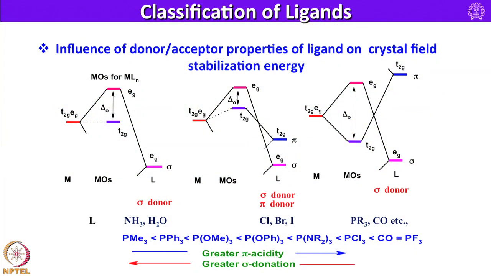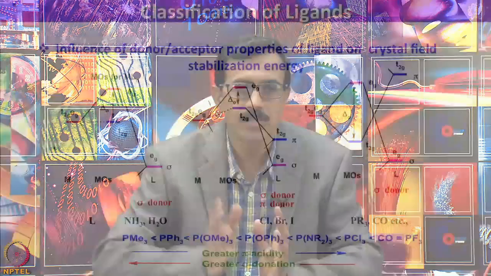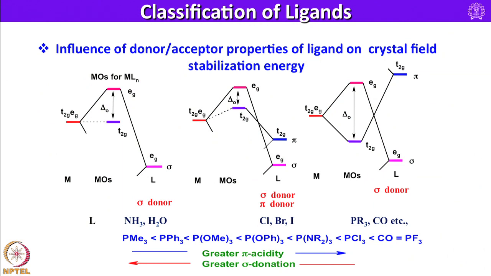Okay. Let us look into the classification of ligands now. Of course, phosphines are widely used as ligands both in coordination chemistry and organometallic chemistry, and also in homogeneous catalysis. Phosphines have remarkable ability to stabilize transition metals in their low valence states and also in unusual oxidation states. This diagram shows the influence of donor and acceptor properties of ligands on crystal field stabilization energy. In fact, whatever ligands we come across can be simply classified into just 3 categories.